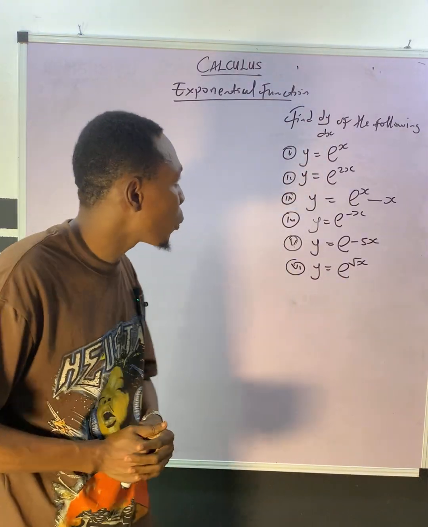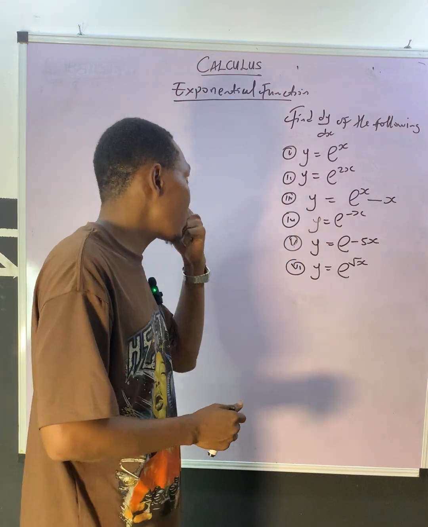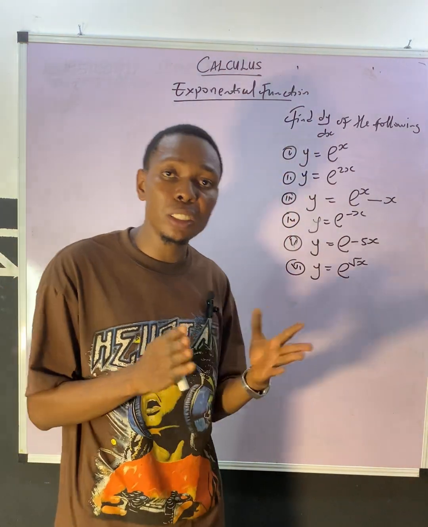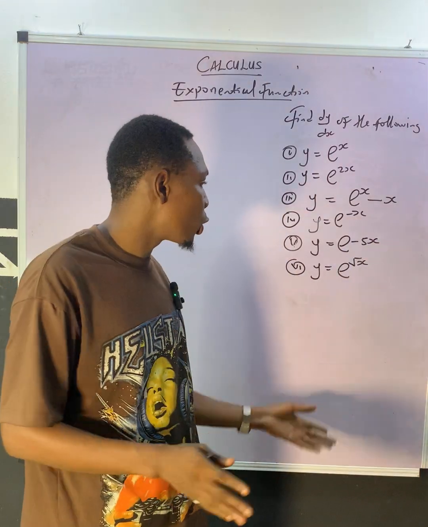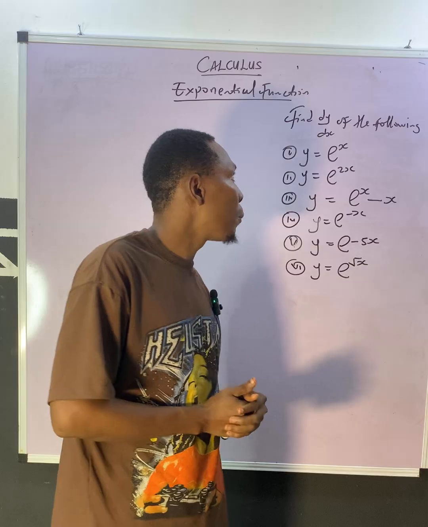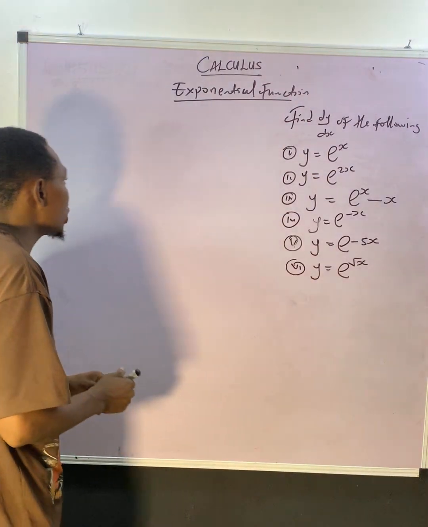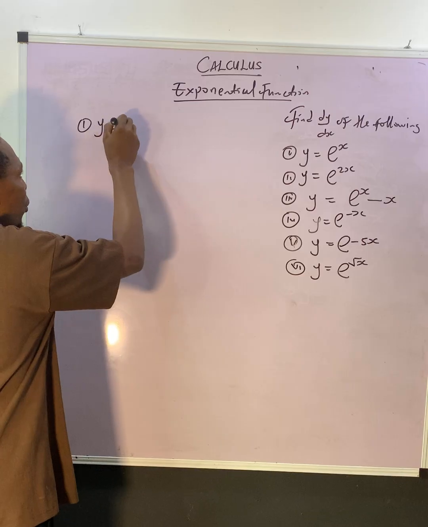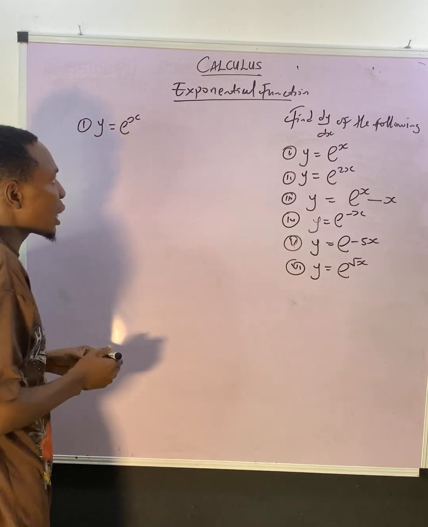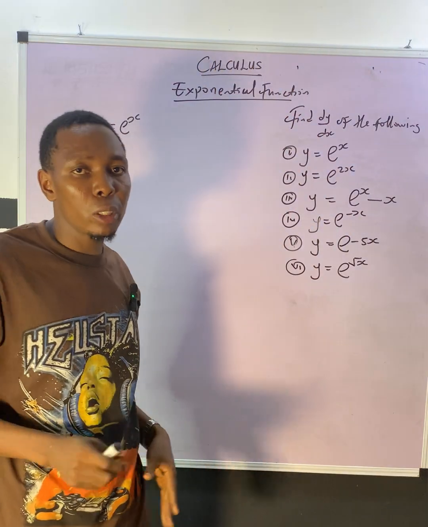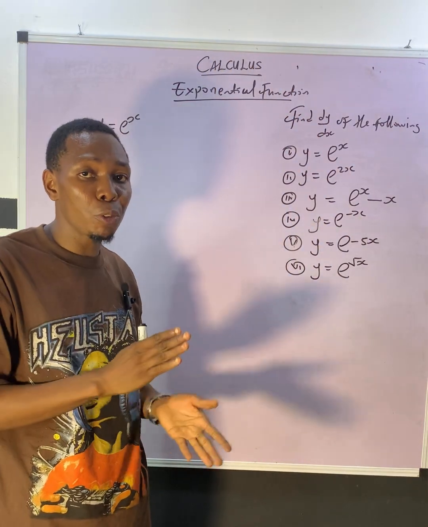So now we have a question here. We are asked to find dy/dx of the following. An exponential function question is very easy to identify because it normally carries exponentials. For question one, we have y equals e^x. Exponential function is still under functions of a function, so we are still applying the formula for functions of a function.